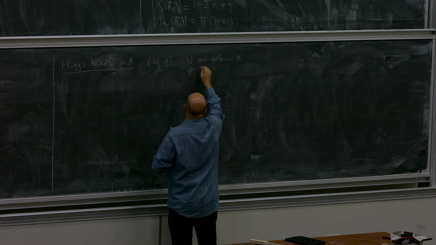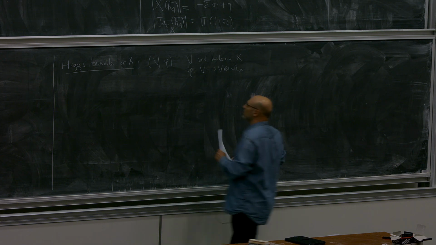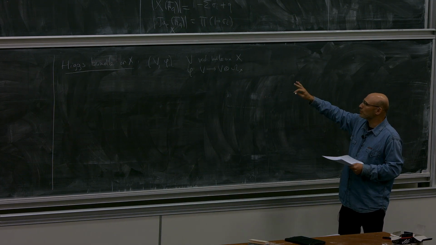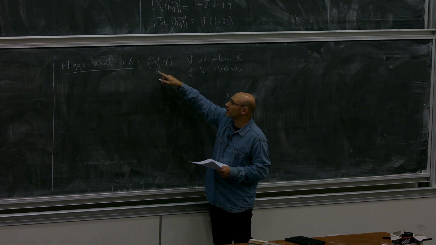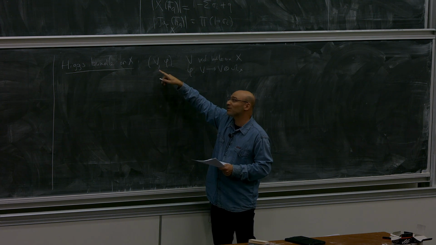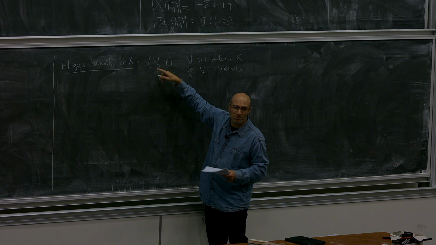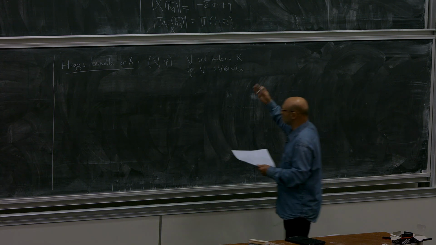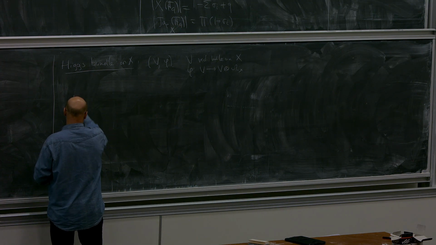And phi is a map from V to V tensor the canonical bundle. You can view this as kind of taking the cotangent bundle. So the moduli space of Higgs bundles looks like a partial compactification of the moduli space of vector bundles, if you put semi-stable in the right places. But this is an important algebraic variety.